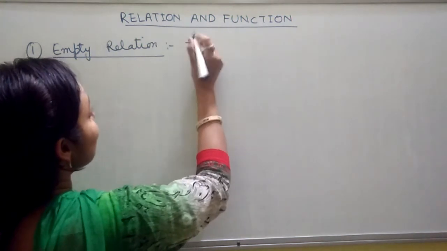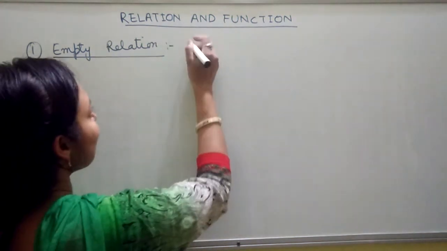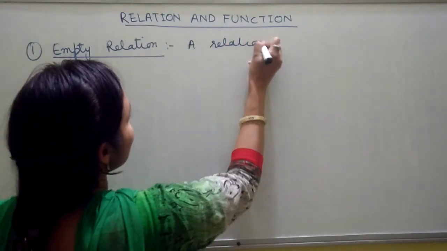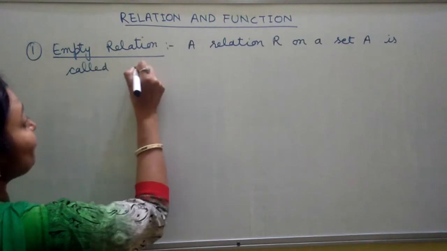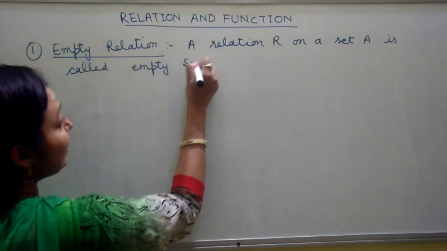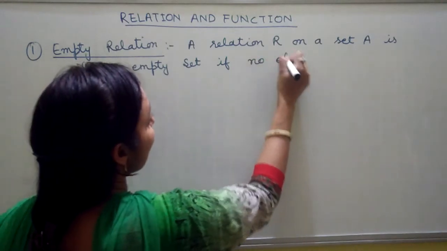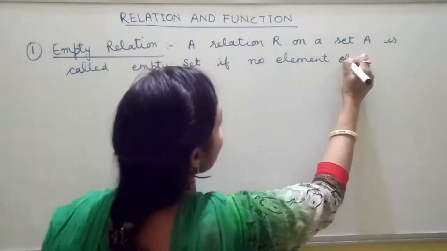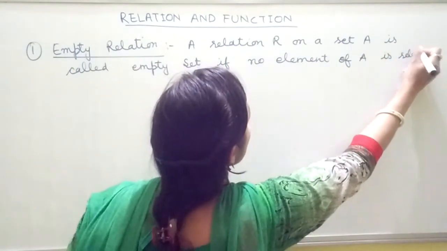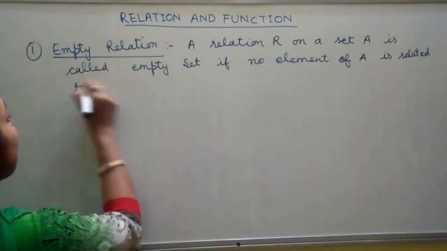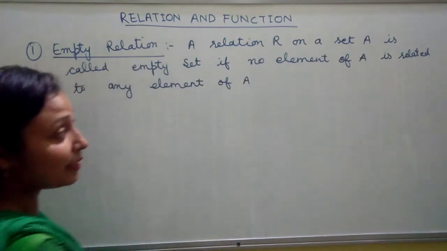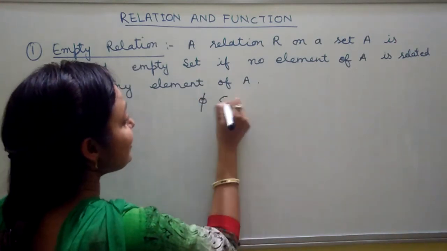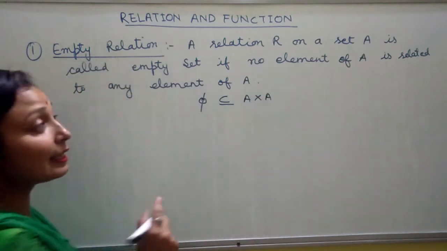There is nothing in the set. I will define it on a single set. A relation R on a set A is called an empty relation if no element of A is related to any element of A. That means R is phi, a subset of A cross A. There is nothing in the set.